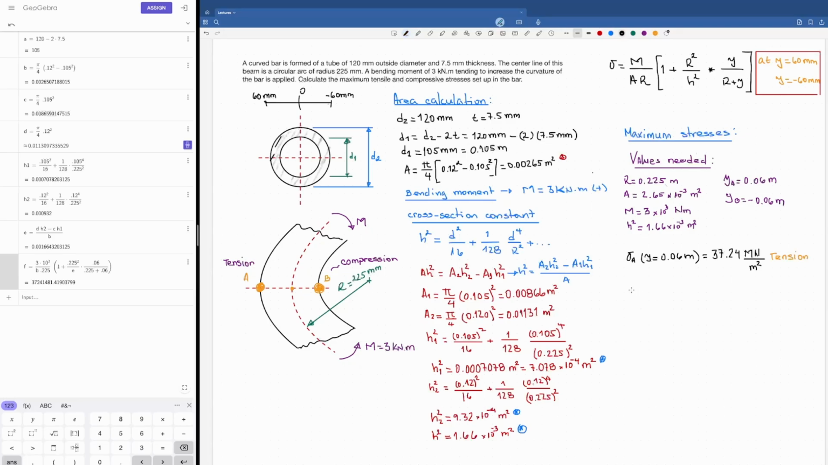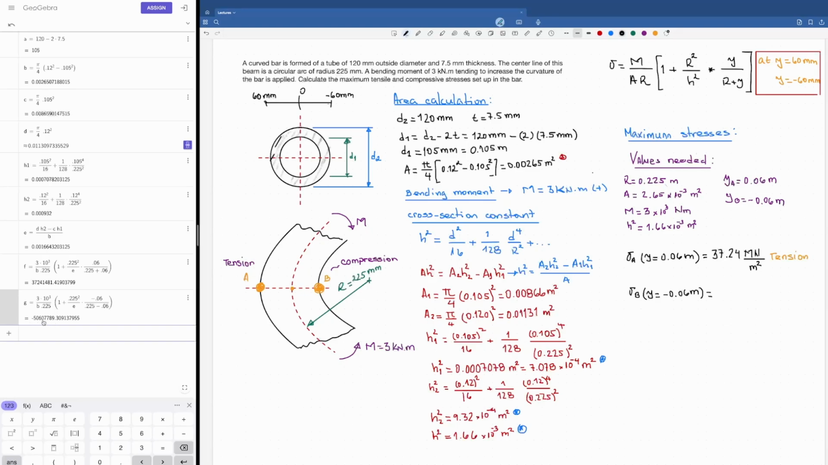Now for the stress at B, I'm going to evaluate it at minus 0.06 meters. And that's going to be equal to what? Well, I'm going to write it again. So it's going to be M, that's 3 times 10 to the power of 3, divided by A, which was the area, times the radius of curvature, times 1 plus 0.25 to the power of 2 divided by the cross-section constant that is stored in the calculator as E, then times minus 0.06 divided by the radius of curvature. Plus minus is minus, so this much.